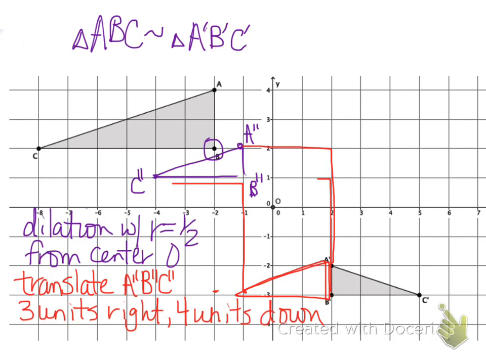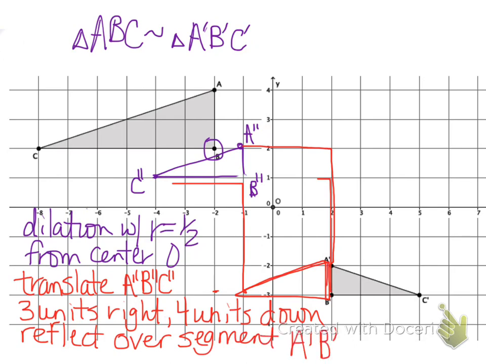So hopefully you can see now all that's left to do is to reflect. And with the reflection, I need to give my line of reflection. So I'm going to reflect over segment A prime, B prime. So I'm going to reflect over this segment right here, and these two triangles will coincide exactly. So I've defined a sequence of a dilation, followed by a translation, followed by a reflection that shows that triangle ABC is similar to A prime, B prime, C prime.